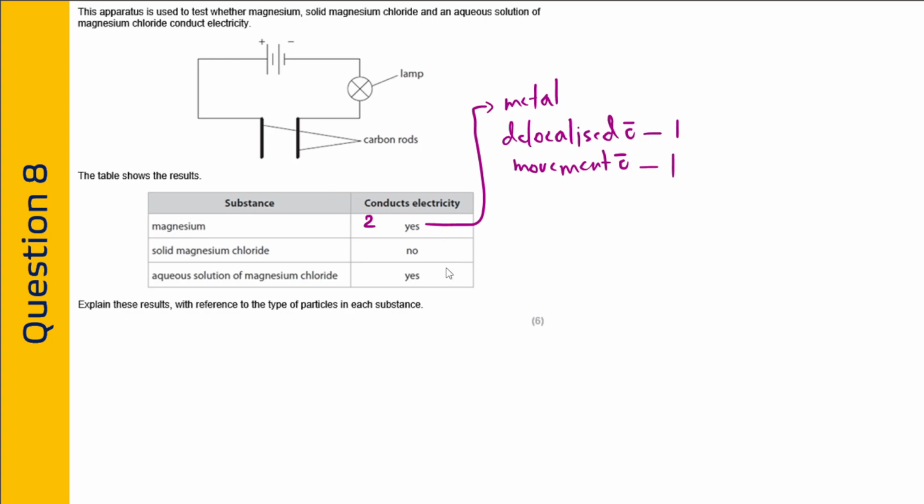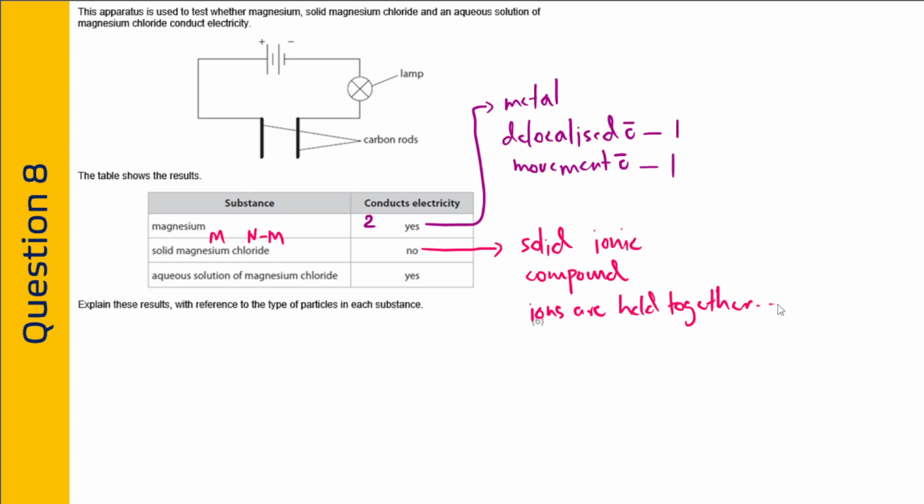For solid magnesium chloride, no. Why? Because Mg is a metal and Cl minus is a non-metal, meaning that it is a solid ionic compound. A solid ionic compound doesn't conduct electricity because the ions are held together very strongly by electrostatic attraction. I'm not writing down complete answers because I want you to get the idea about how to answer them. This means that ions are not free to move. This is also your keyword: ions are not free to move. You get 1 mark for this one, 1 mark for this one. So you get 2.